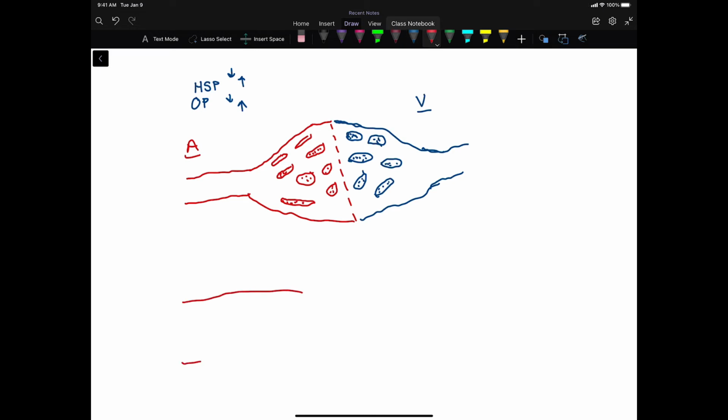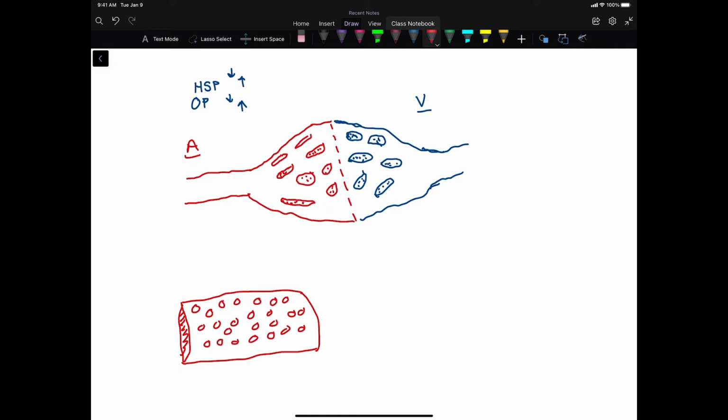let me draw the vessel. Here's the opening, right? And then here's the end of the vessel. We see that red blood cells are kind of traveling all about, and it's very high pressure that's pushing the blood. We got speed because the cells are moving very quickly, right?